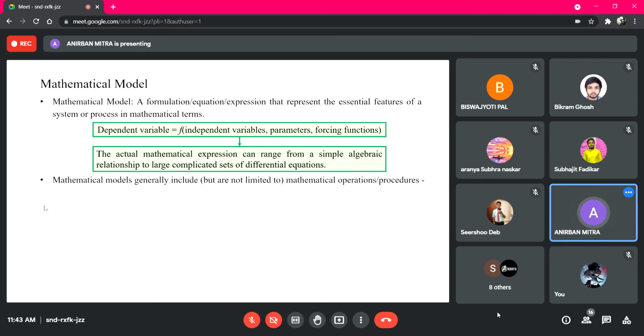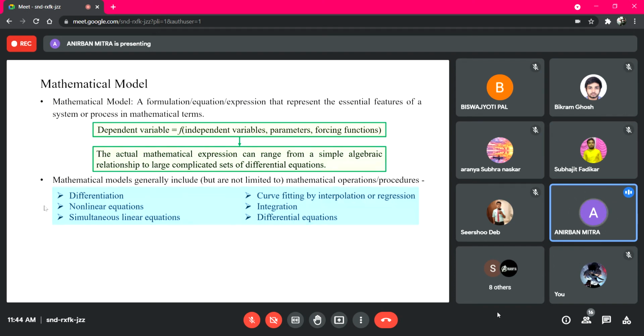What are the different mathematical operations or procedures that are part of the mathematical model? They could be differentiation, or could be integrations. This mathematical model could be nonlinear equations or simultaneous linear equations, could be differential equations as well. Now, at this point, let us again stop for considering another example.